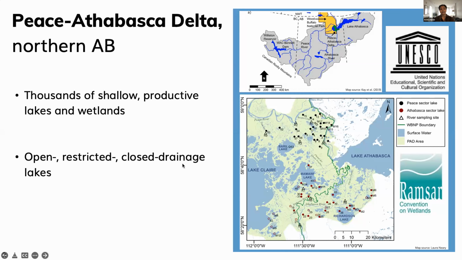It's a Ramsar site of international importance. The Delta contains thousands of shallow productive lakes and wetlands, which provide important habitat for local and migratory fauna. Lakes within the Delta can span the hydrological gradient from being open, restricted, or closed drainage, depending on their level of connectivity to river channels. The Delta also lies within Wood Buffalo National Park, which is a UNESCO World Heritage Site and contains traditional territory for Indigenous and local cultures.